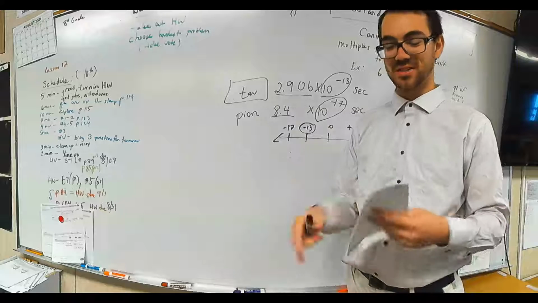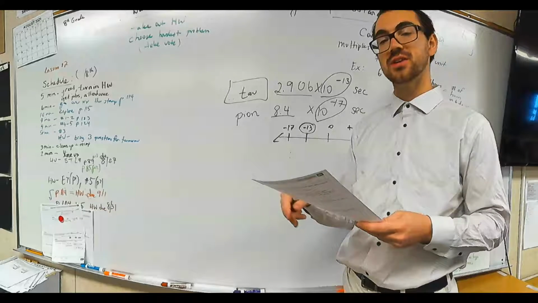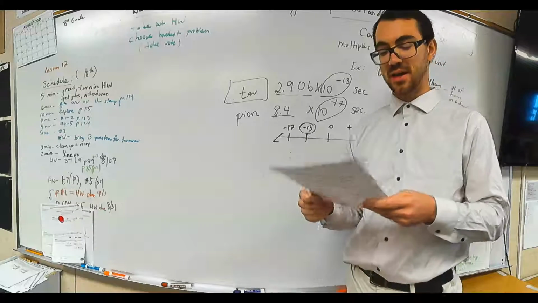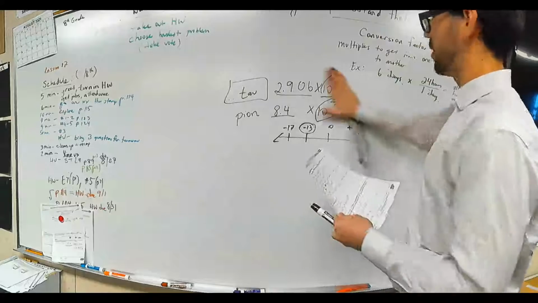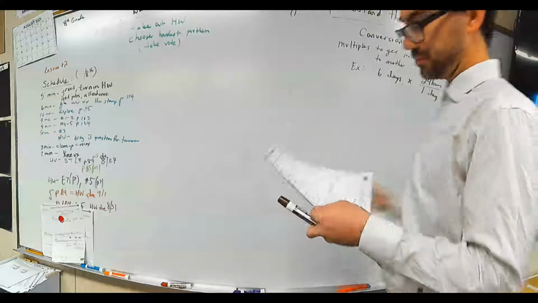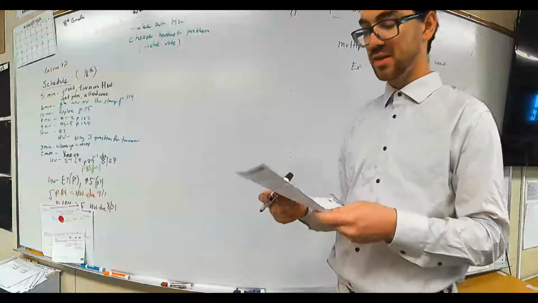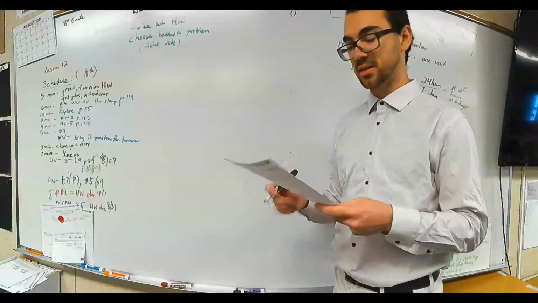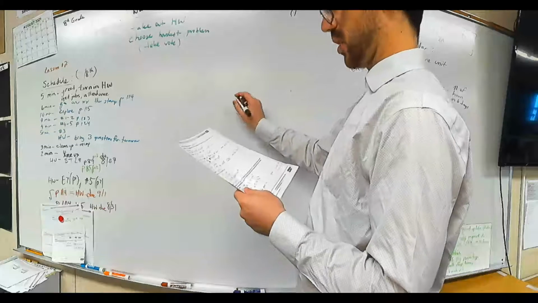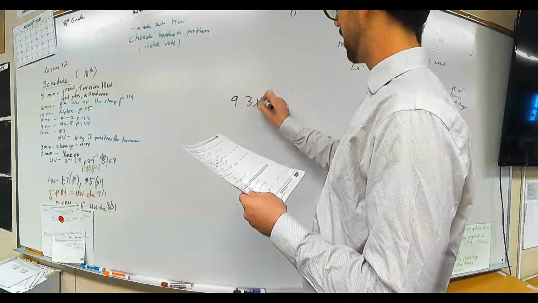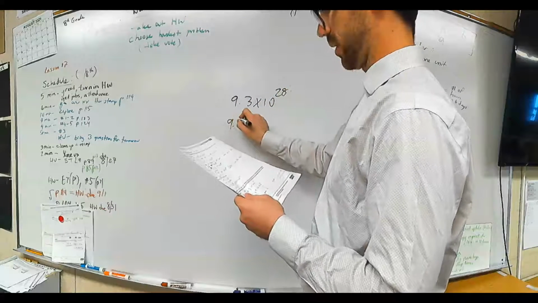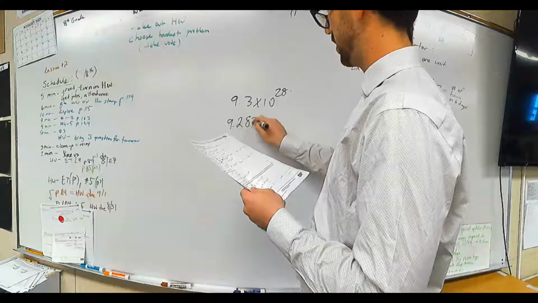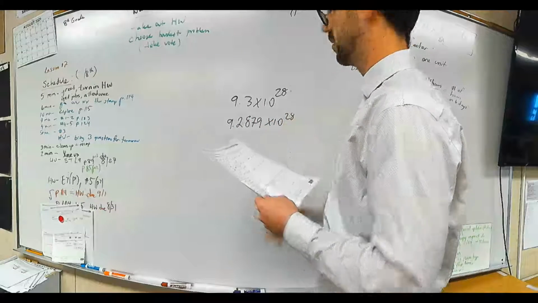All right, let's go on to exercise 4. We're going to go back to 3 in just a second. Let's go on to 4 and 5 first. Exercise 4 says, compare 9.3 times 10 to the power of 28 and 9.2879 times 10 to the power of 28. So let's go ahead and compare those two. 9.3 times 10 to the power of 28 and 9.2879 times 10 to the power of 28.